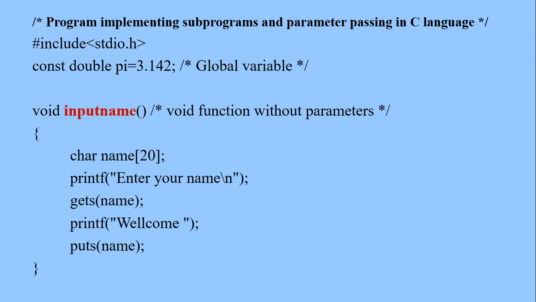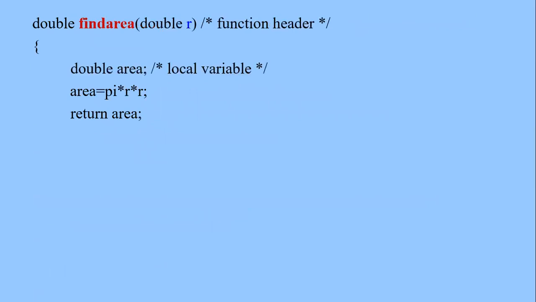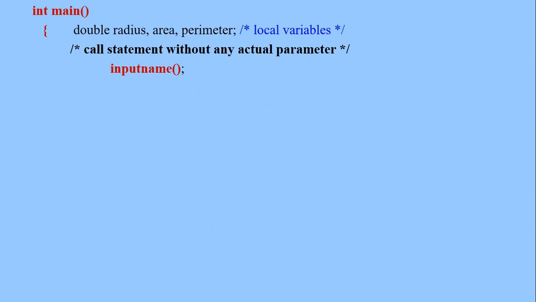Once that void function input name is called by the call statement that we have seen, this call statement will invoke the function called input name to request the user to enter his or her name, get the name, and display the text "Welcome" so and so. Once that function is through with its purpose, it will return control to the calling function, which is main.